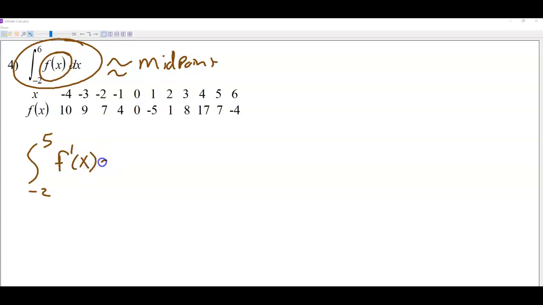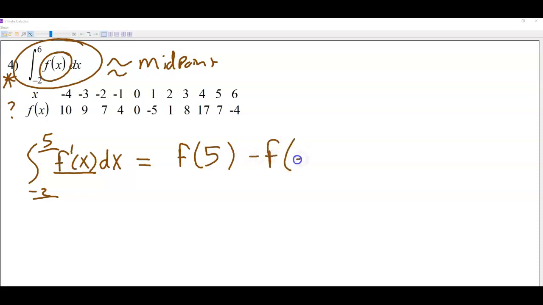We're integrating f prime. Now, we don't have any values for f prime, so you can't do it the way we did this one up here. But what we can do is use the fundamental theorem of calculus. The integral of f prime is f, right? And since it's a definite integral, we're going to do the top minus the bottom. And now, by integrating this, we've got f values which are in the table. And now we can just go ahead and plug in the numbers they give us and find it.